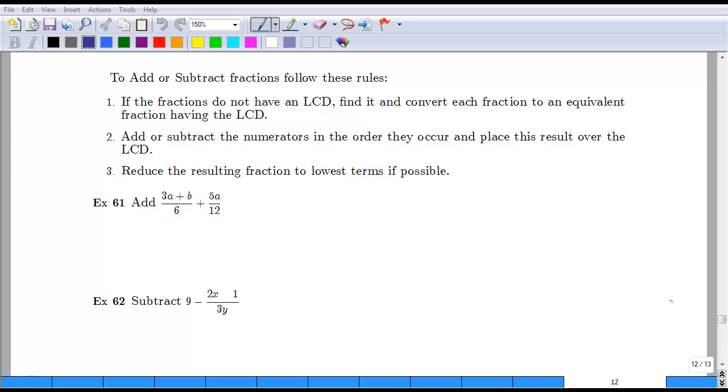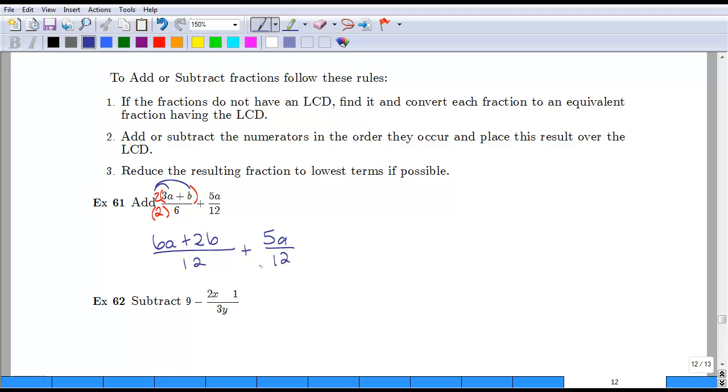So, for example, in number 61 here, we see that we've got 3a plus b quantity over 6 plus 5a over 12. And our least common denominator, in this case, we can see relatively quickly, is 12. So what we would need to do is multiply the 6 by a 2 to make it 12. So that means that we will also need to multiply the top by 2. And when we do that, we make sure that we distribute to each piece. So in this case, we end up with 6a plus 2b over 12 plus 5a over 12.